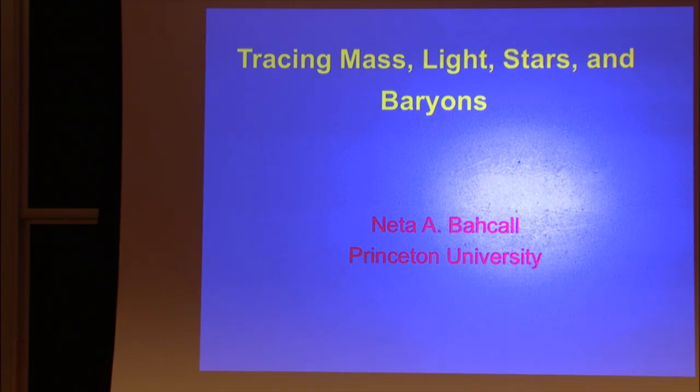So this is what I'm going to talk about: tracing how the mass distribution compares with the underlying distribution of light and stars and baryons, if I can get to all of that. It's, of course, related to the bias directly. You want to see how the mass and the stellar mass relate to each other and how galaxies fit in halos.